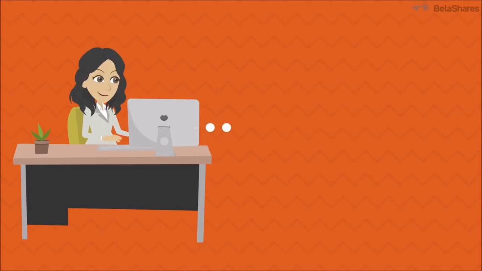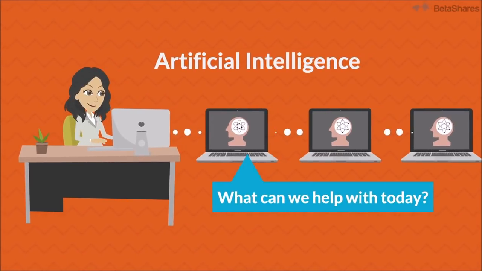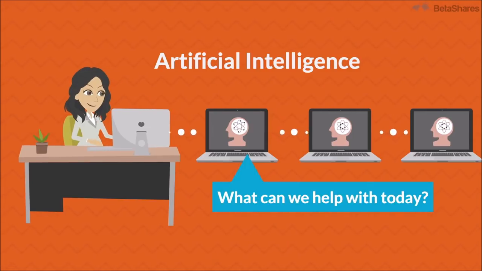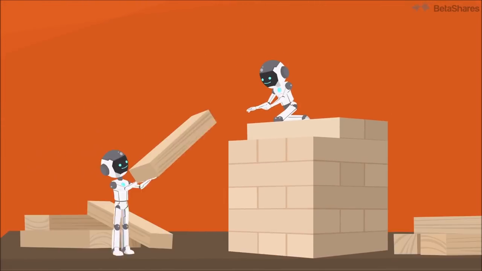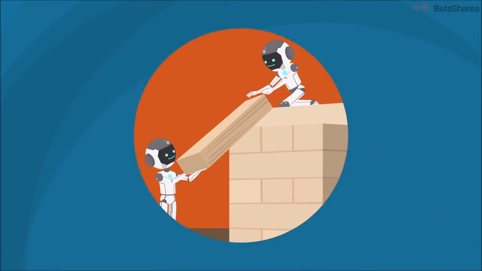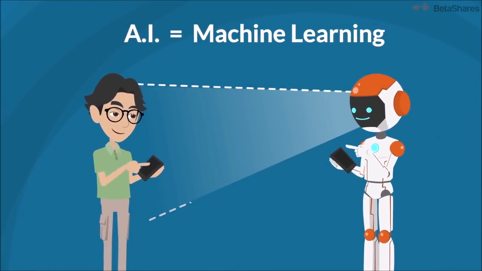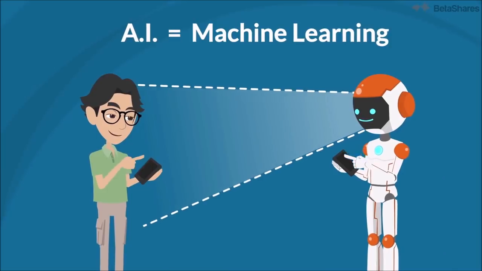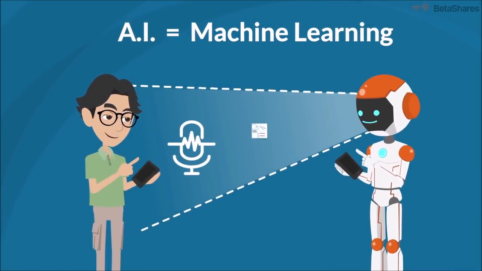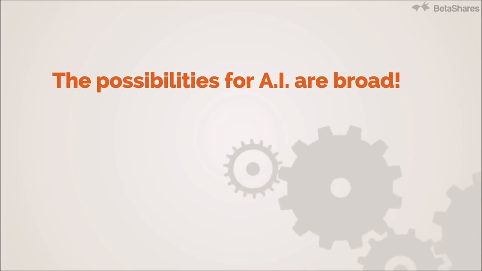Artificial intelligence, or AI, focuses on the development of intelligent machines that can work, react, and learn like humans to recognize speech, plan, and solve problems. A common phrase for AI technology is machine learning, because they are machines that learn from us. Everyday examples in use today are Siri, Facebook, and Google Maps. However, the possibilities for AI are broad.